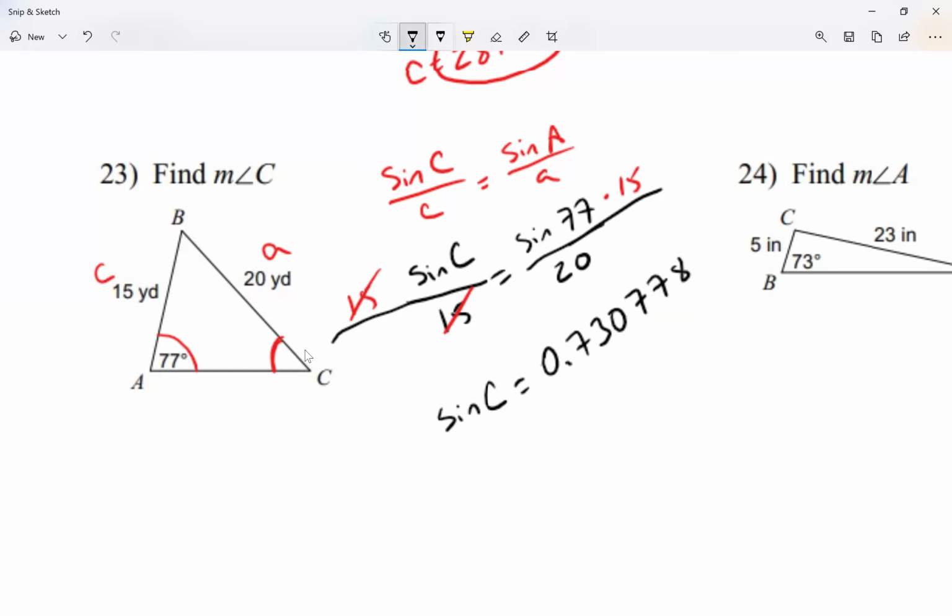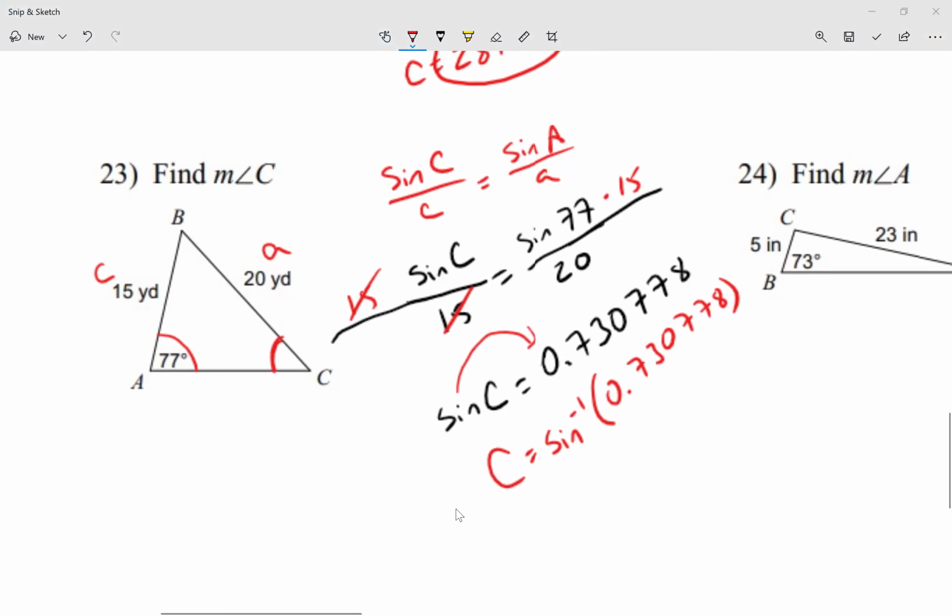I remember last week that I told you guys, when we know the sine of an angle, I can solve for an angle. I can say C is equal to, but when you're going to bring sine to the other side, you're going to call it sine inverse. So remember, I'm going to go sine inverse of 0.730778. So this is what I had to figure out.